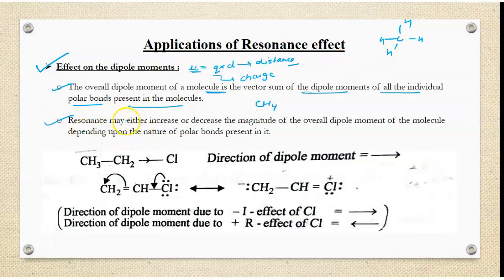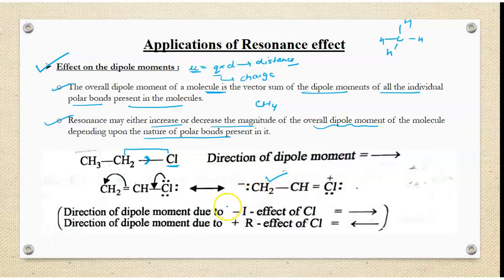And what is happening exactly is that resonance can either increase or decrease the magnitude of overall dipole moment depending upon the nature of the polar bond, that is, what nature of polar bond you have. For example, suppose chlorine is electronegative, definitely it is, all the halide ions are electronegative. So being electronegative, it will attract the shared pair of electrons towards itself, and it will result in a structure like this, right.